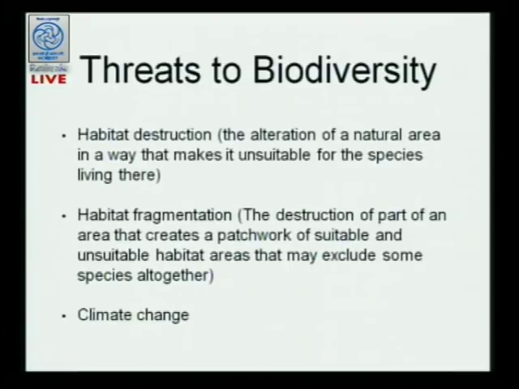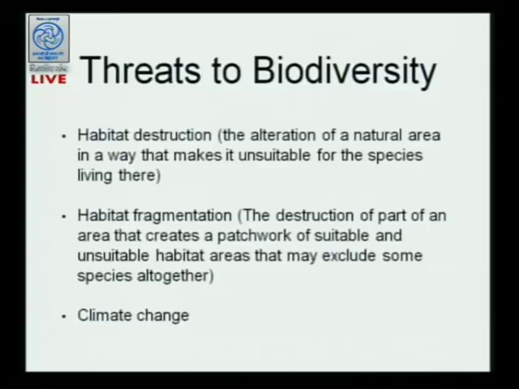IUCN has categorized organisms based on how vulnerable they are. They have this Red List of endangered species where they categorize organisms, for example as endangered species, critically endangered species or vulnerable species, depending upon their risk of extinction. Some will have high risk, some will have extremely high risk of extinction. Depending upon that, they have categorized organisms which are endangered, and that's how IUCN has done it.